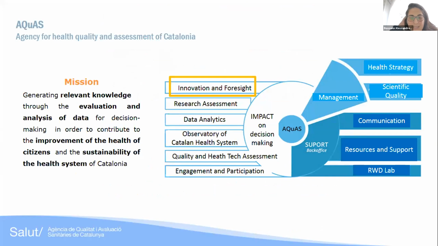So I come from QUAES, and I'm the value-based procurement director. QUAES is the agency for health quality and assessment, and our mission is generating relevant knowledge through the evaluation and analysis of data for decision making, in order to contribute to the improvement of the health of citizens and the sustainability of the health system of Catalonia. So now that I have read the mission, maybe some of you can ask this simple question: why does QUAES need an area with expertise in value-based procurement, in innovation procurement, in R&D procurement? What are we doing here?